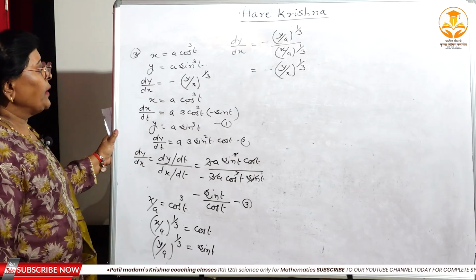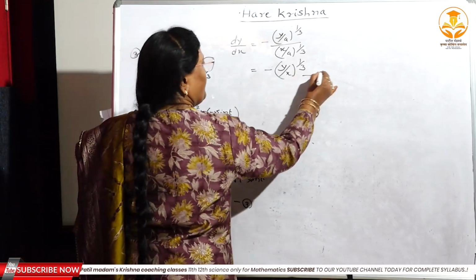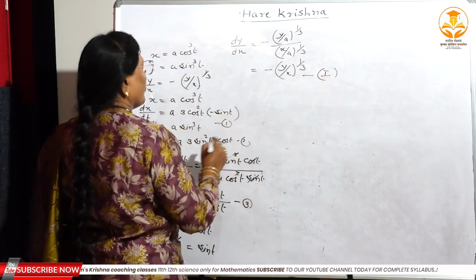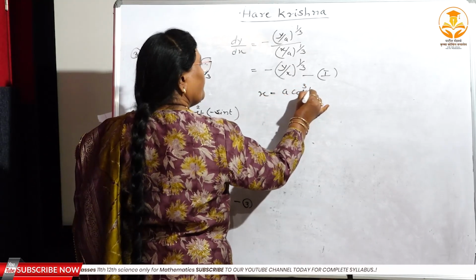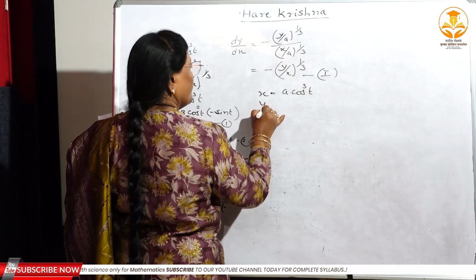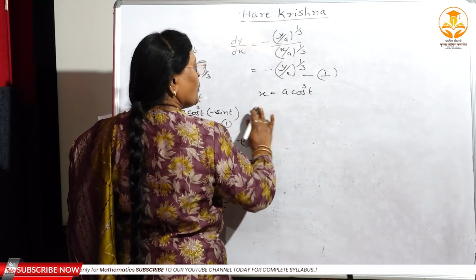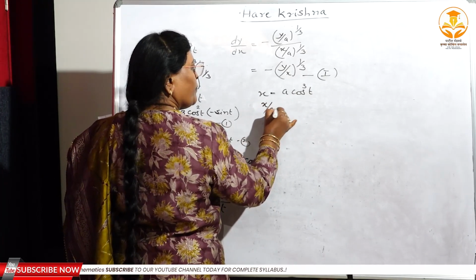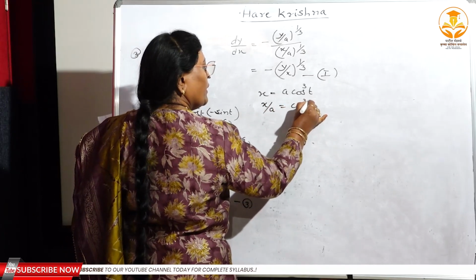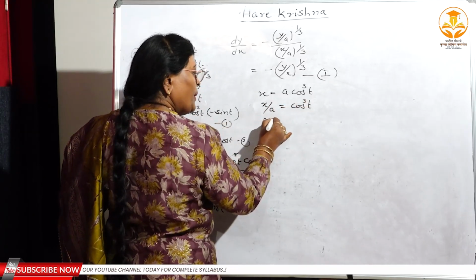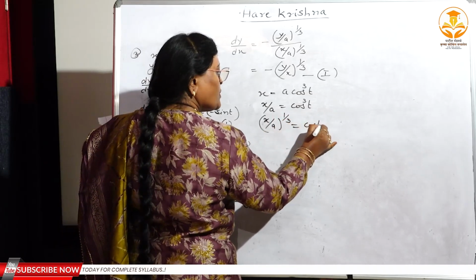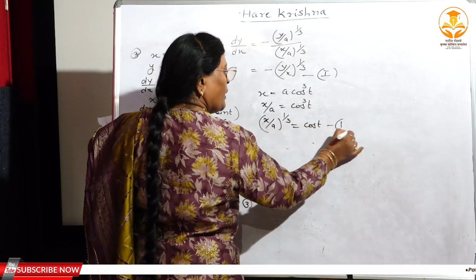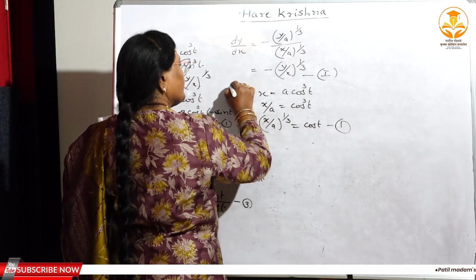Now this is one method. So see the second method here. By this method also you can do. Again x is equal to a cos cube t. This you can write as x by a is equal to cos cube t. Suppose you take the cube root, means (x by a) whole to the power 1 by 3 is equal to cos t. Right? This is number 1. Second method.